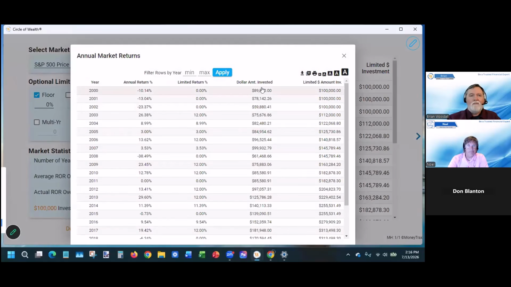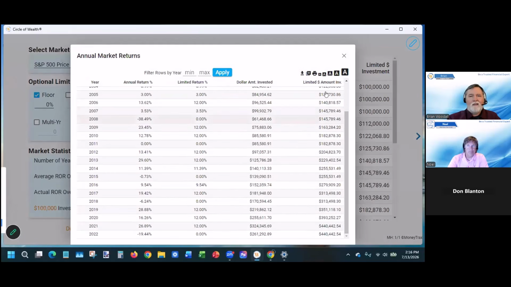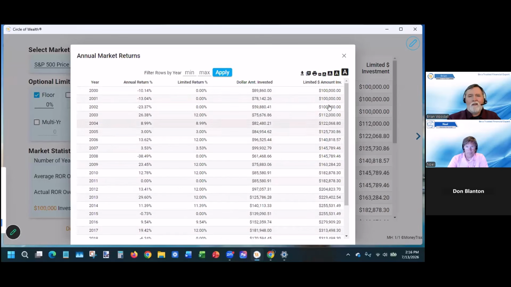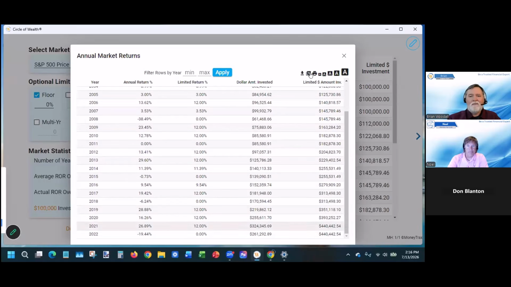So from here, if I wanted to, I can also produce a little report for them. So, here's the annualized return, right? And this is what it did year by year over that period. And then the limited return. See, my 100,000 stayed 100,000 for those first 3 years and then started to grow. Okay. And then, of course, I can download this. I can export it to Excel. I can print it to PDF if I want to. So I've got a lot of things I can do here.